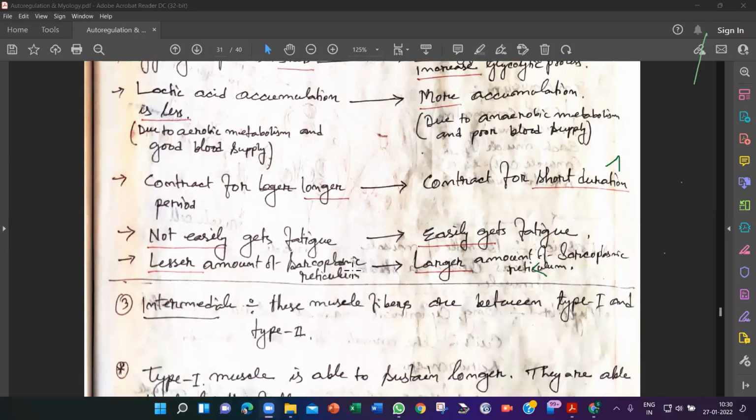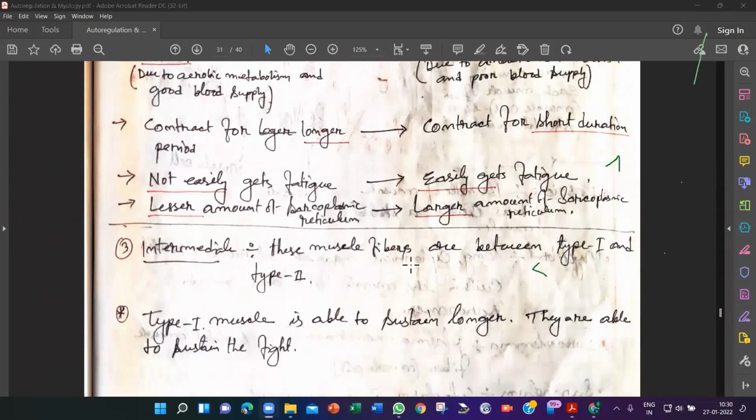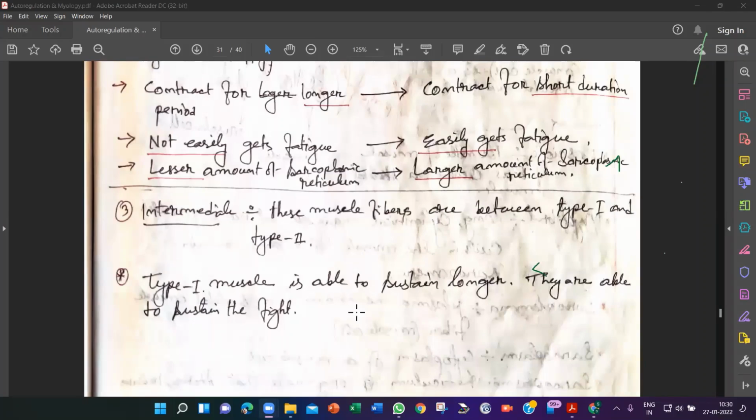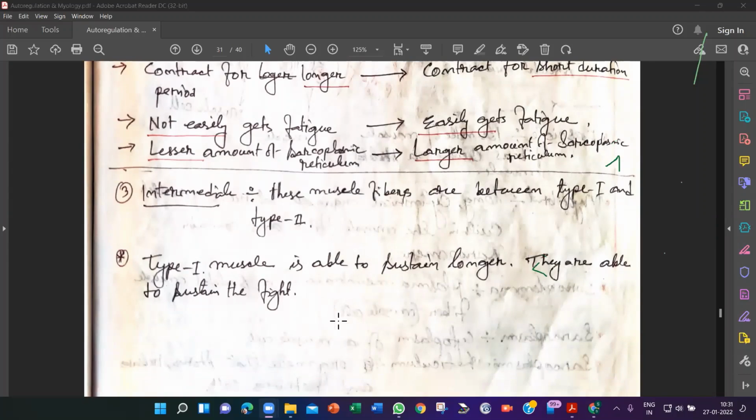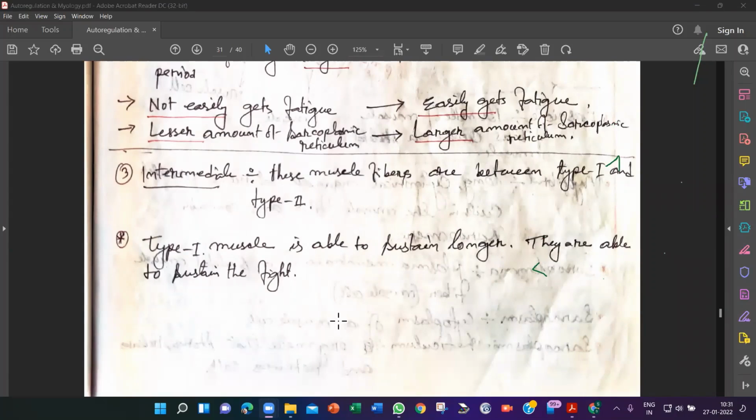There is a lesser amount of sarcoplasmic reticulum in type 1, but larger amounts in type 2, because their contraction is fast and stronger. Then another type we have is the intermediate muscle. These muscle fibers are between type 1 and type 2. And type 1 muscle is able to sustain longer because it is aerobic metabolism. They are able to sustain the fight, which means they will maintain a longer period of contraction.